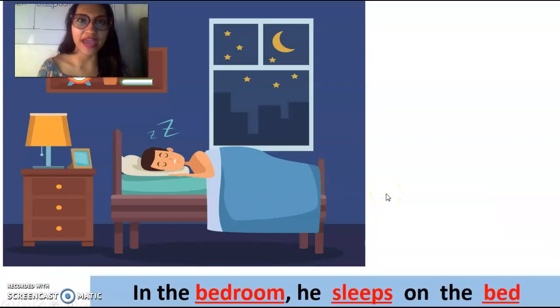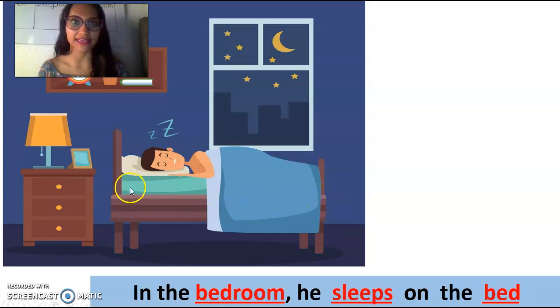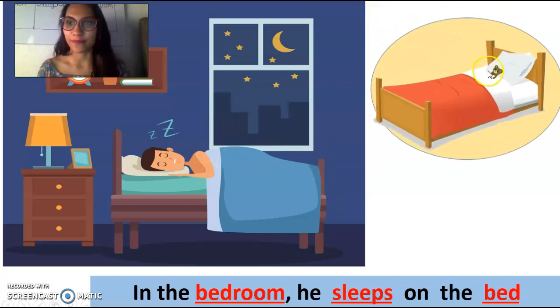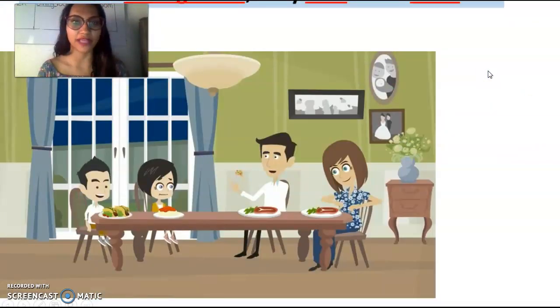This is the bedroom. In the bedroom we sleep. We sleep in the bedroom. He sleeps on the bed. This is the bed in the bedroom. The bed in the bedroom.